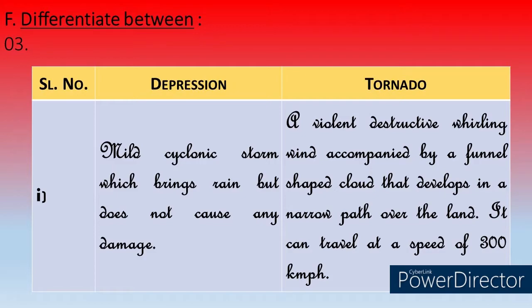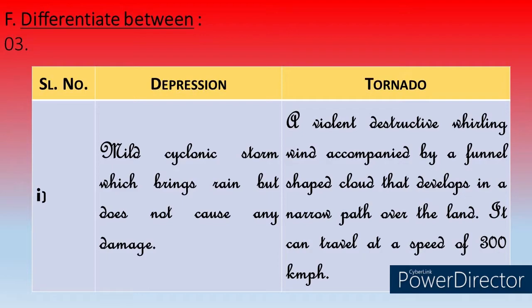Whereas tornado is a violent, destructive, whirling wind. Whirling means it is in the form of a cycle or a cyclone, almost like a cyclone, where you come across a twist. You know this whirlpool. It is called so because the machine twists the dress materials inside, like all other washing machines. Like that, here you come across the word whirling wind: a violent destructive whirling wind accompanied by a funnel shaped cloud.